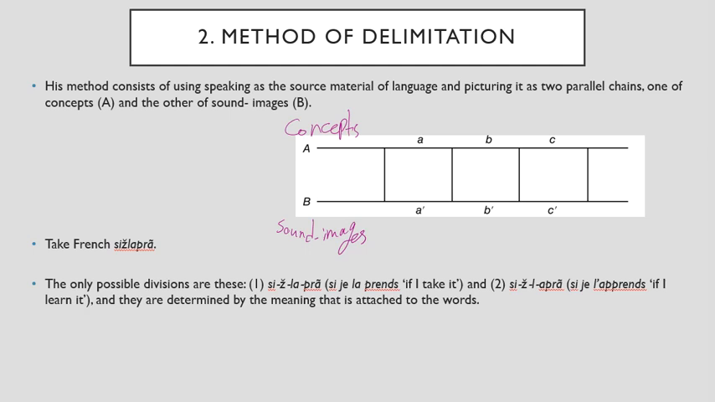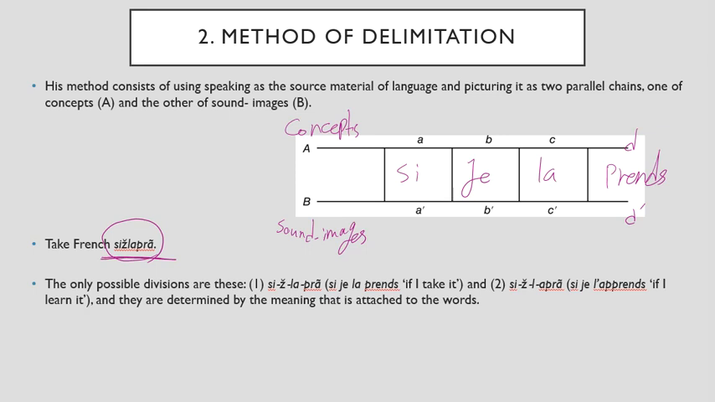Take the French phrase "si je l'apprends." Okay, this is how you pronounce this, and we have to delimit this. Okay, for example, let's say "si je", "la" and then "prends", if we put D and D prime here. So in the phonic chain that you see here, you see that they're all next to each other.